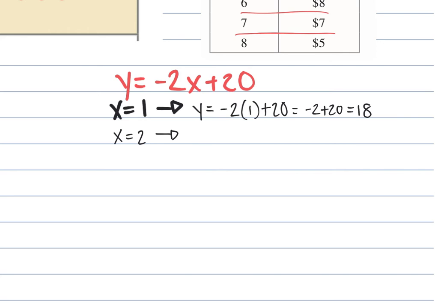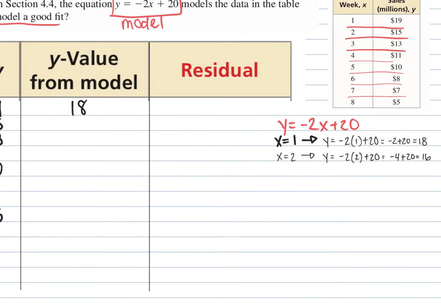Okay, so I'm going to get y equals negative 2 times 2 plus 20. What do I get here, guys? You get 16. It's going to be negative 4 plus 20, which is just 16. So in my next row, after 18, I'm going to put 16.